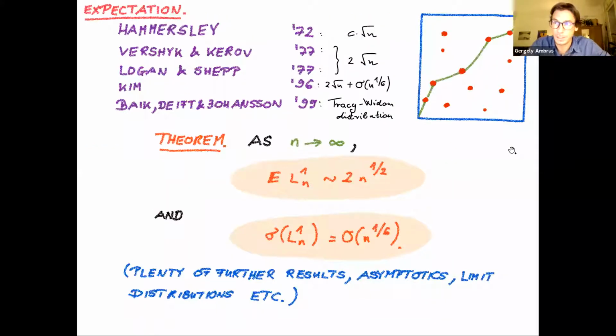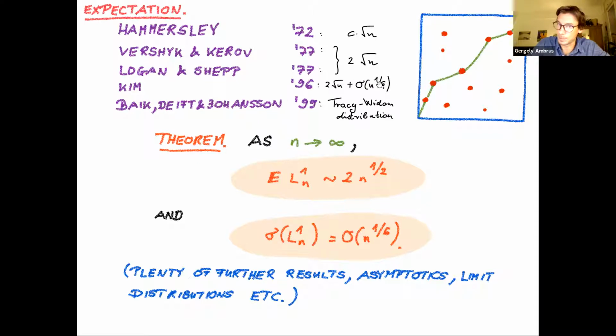This problem has a long history, and the first question was: what is the order of magnitude of the expectation? Hammersley, basically 50 years ago, proved that the order of magnitude is a constant times the square root of n. That is, about a constant times the square root of n points form a monotone increasing chain. Then the question was: what is this constant? Independently of each other, Vershik and Kerov, and Logan and Shepp, proved that this constant equals 2. So the expected maximal number of points in this monotone chain is 2 times the square root of n. And then the question: what is the error term?